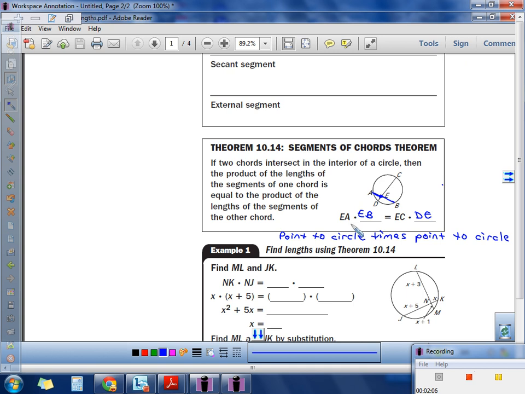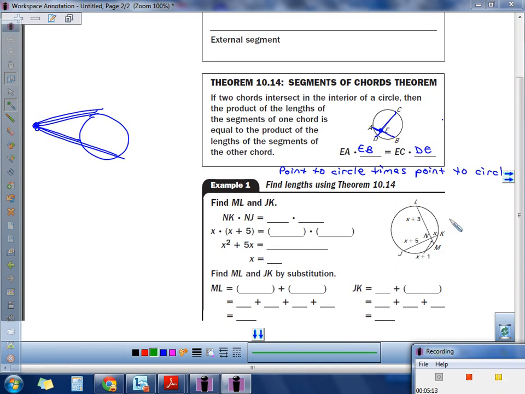For the other chord, I did the same thing. Point to circle times point to circle, and now I've finished out that chord, and there's the other part of my formula. This is going to work for all these types of problems, even when we have an external segment like that. I go point to circle times point to circle and point to circle times point to circle. And we'll emphasize this later. This other one's a little bit tricky for some people.